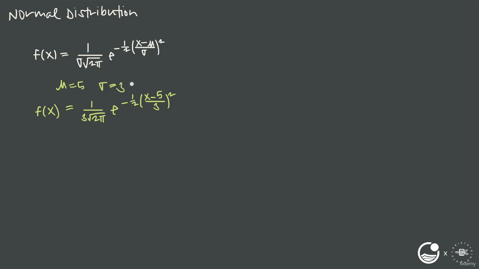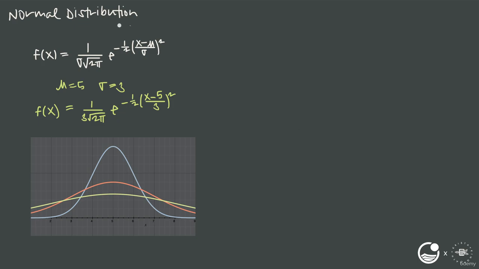Now, we talked about earlier how a normal distribution was a bell-shaped curve. Well, here are some examples of these probability density functions we've been talking about. In fact, this distribution in green here is the distribution for the normally distributed data with mean 5 and standard deviation 3. In red, we have a mean of 5 and a standard deviation of 2, and in blue, we have a mean of 5 and a standard deviation of 1.